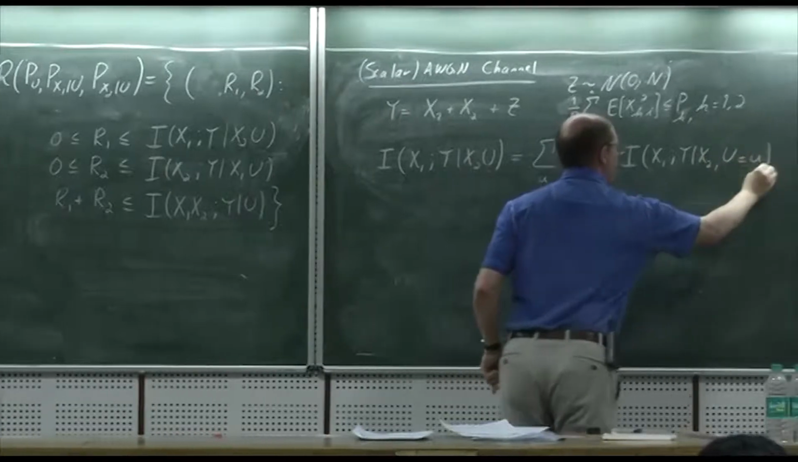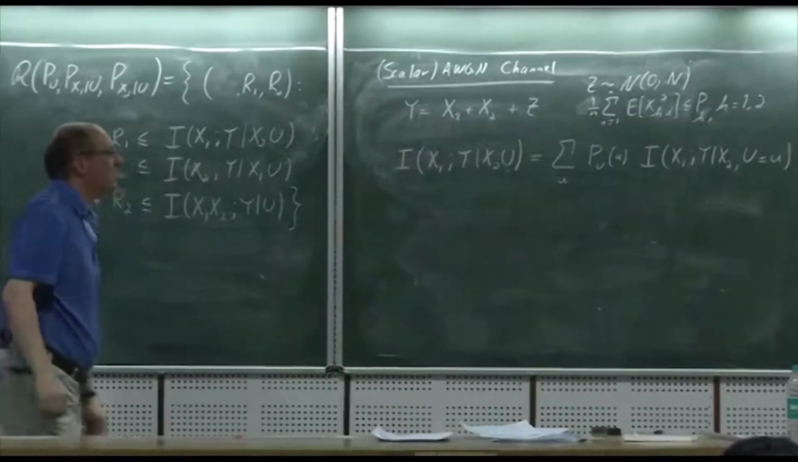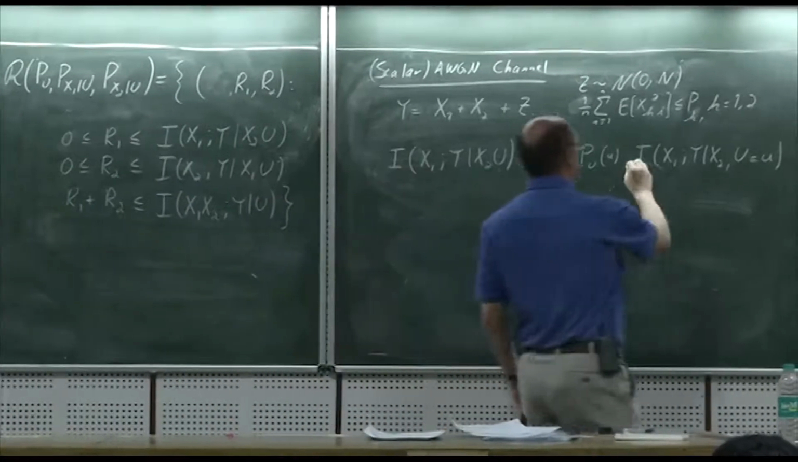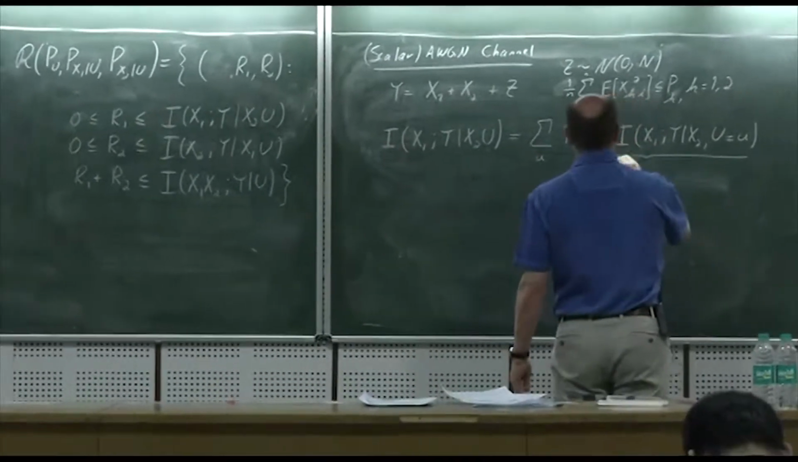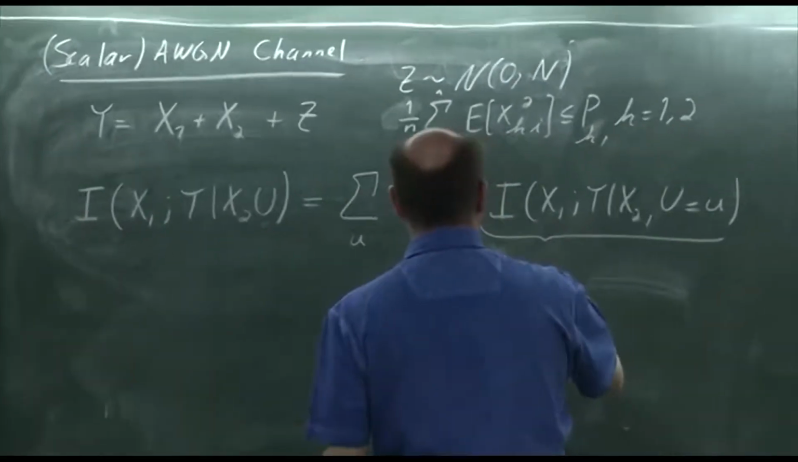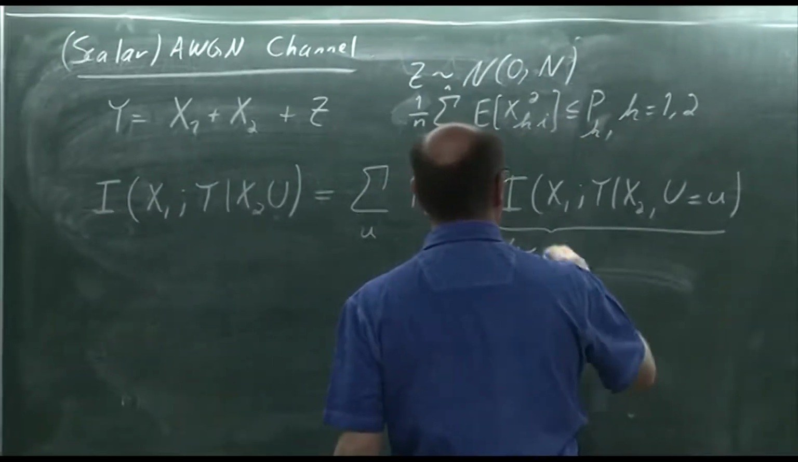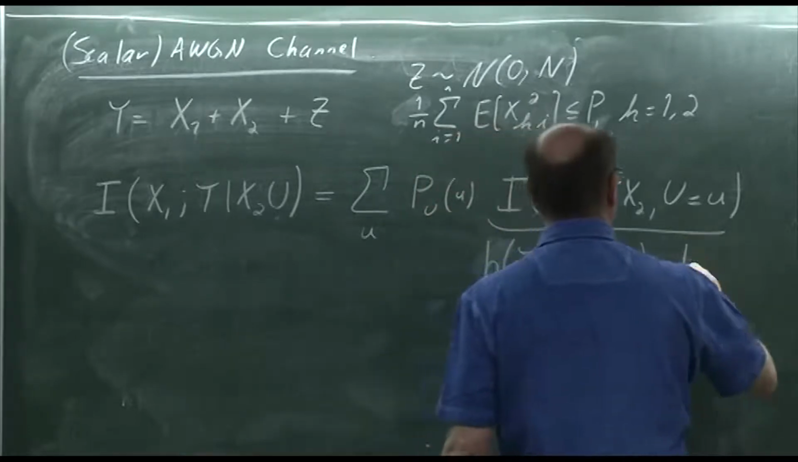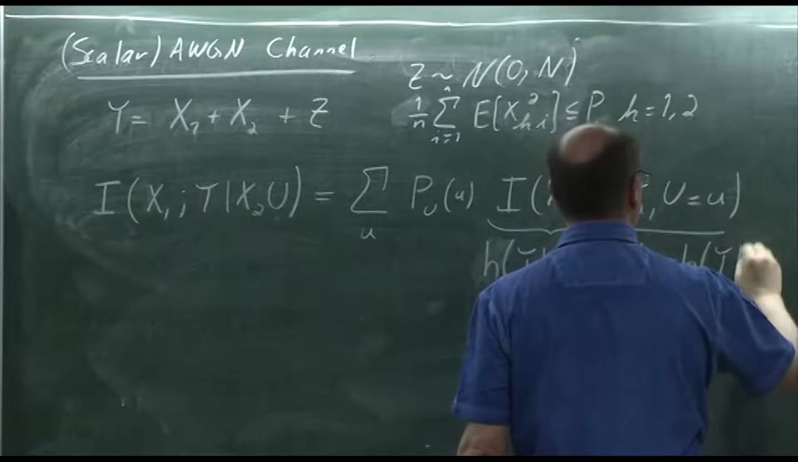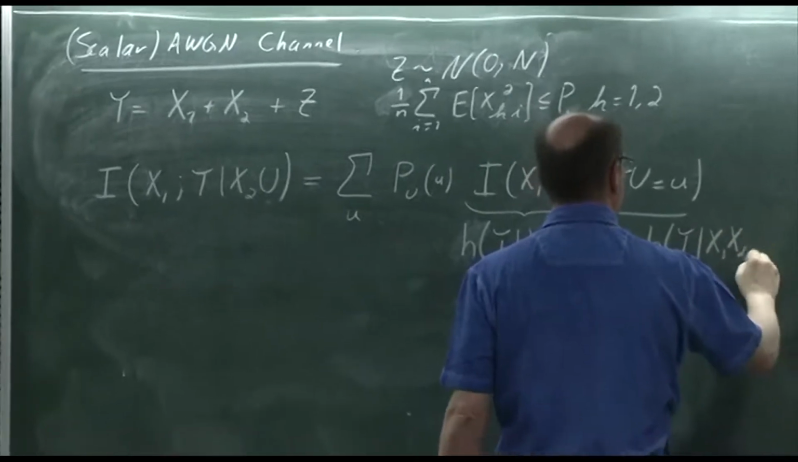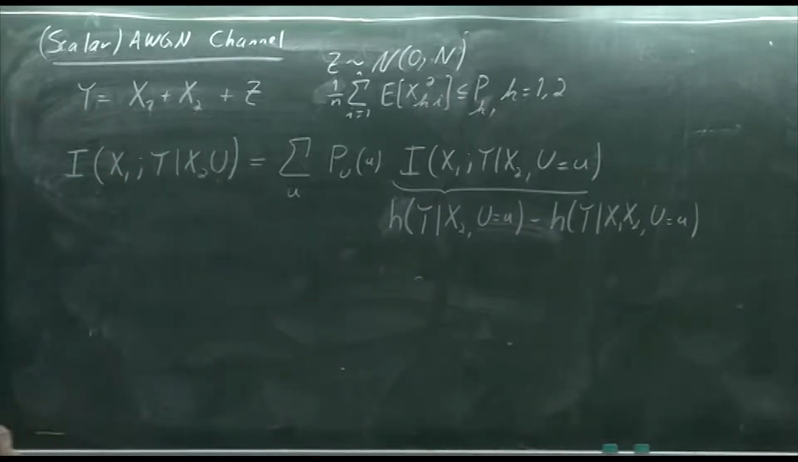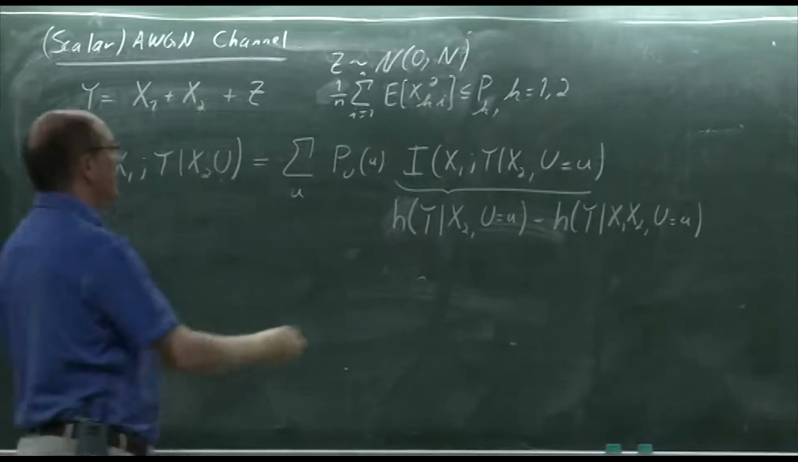Right, this is just by definition, right? So that's just an average. Now, let's write this out. H of, differential entropy of x2, u equals u, minus h of y given x1, x2, u equals u, right? Now y is x1 plus x2 plus z.